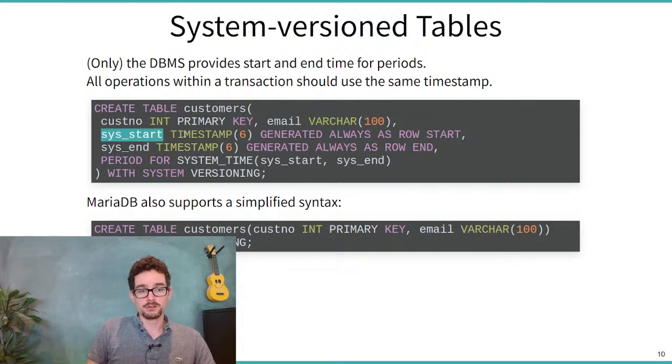So sysstart and sysend will be generated always as row start. This is how the SQL standard wants it, that you write it that way. And sysend generated always as row end. So it means when a row is true, when a row is valid. Then you define a period for system time. I think you have to really call it system underscore time. This is not something you can choose. And then the 2 columns here, which are included in the period.